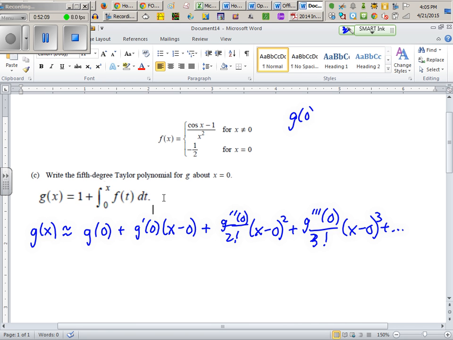Okay, so we need to find g of 0. That means 1 plus the integral from 0 to 0 of f of t dt. So what's g of 0? Look at the top of the board. Isn't it 1? The area between 0 and 0 is, of course, 0. So basically, g of 0 is 1. That's our first term. You can feel good about getting the first term of the Taylor polynomial. So this is a 1. Yay.